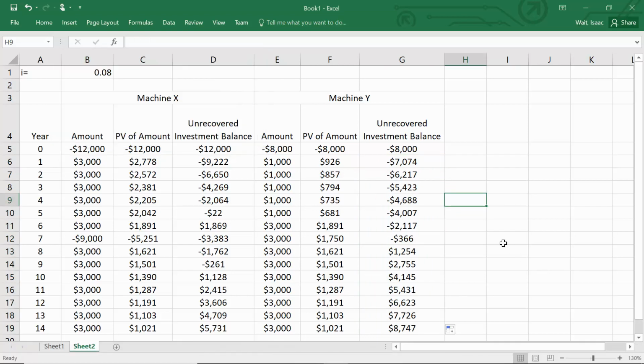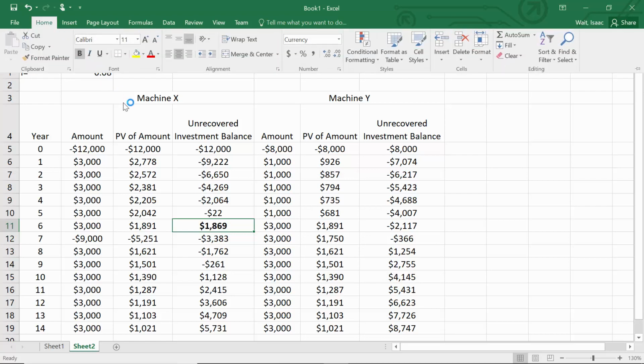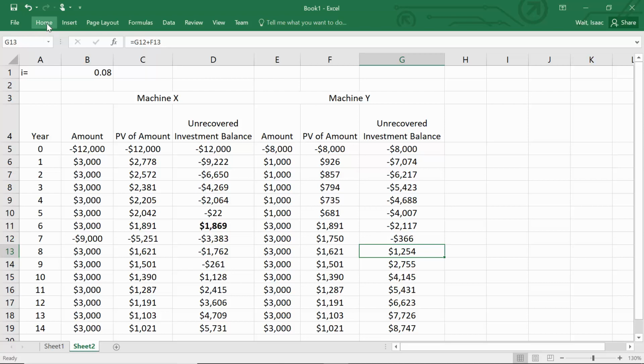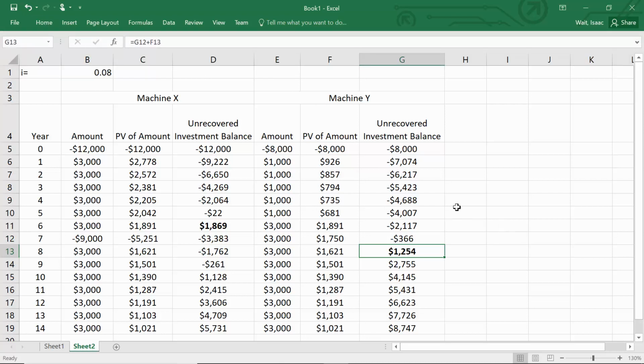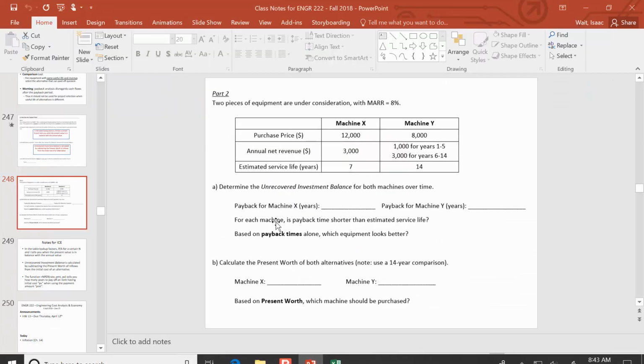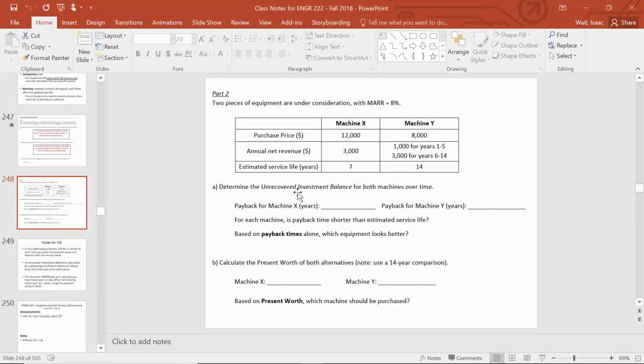Okay, so let's take a look at what this analysis tells us. On the basis of unrecovered investment balance, we can see that machine X becomes profitable at the end of the 6th year, whereas machine Y doesn't become profitable until the end of the 8th year. So on the question here, the unrecovered investment balance for both over time, the payback for machine X is 6 years, for Y is 8 years.